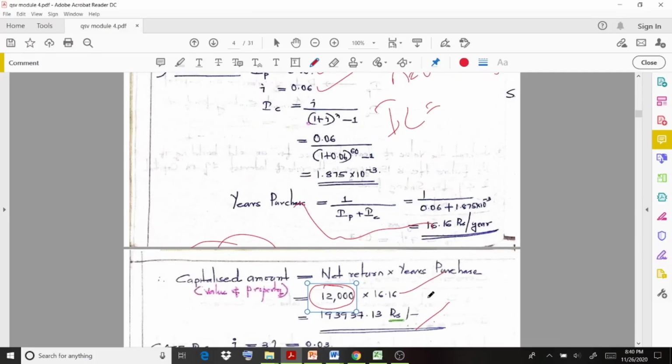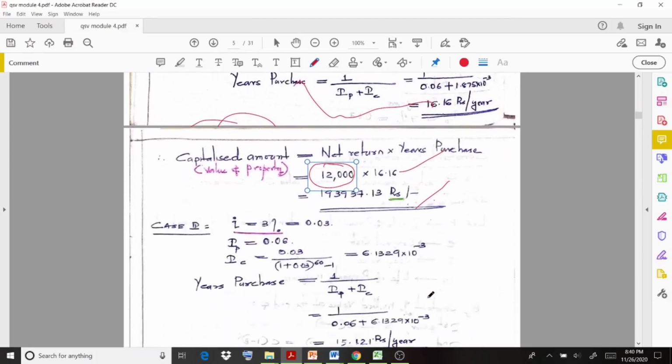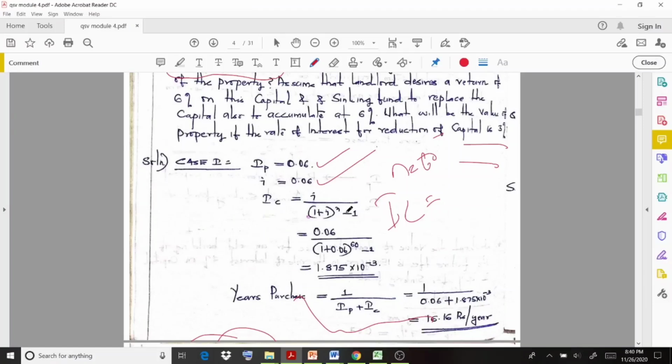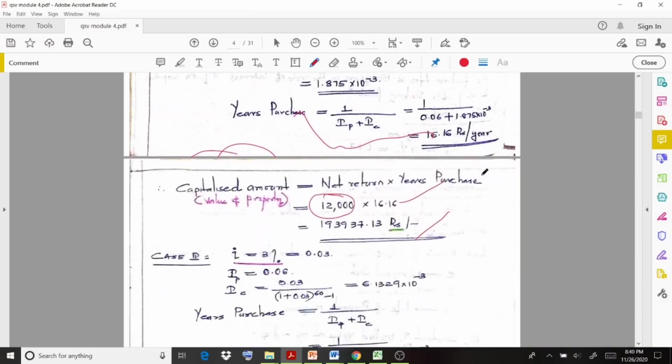So here the case is again, if you observe the value, the rate of interest is going to be reduced. If the i value is going to be reduced to 3%, then calculate the capitalized value.